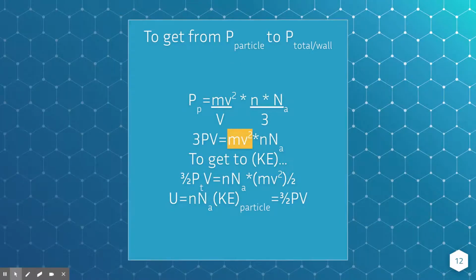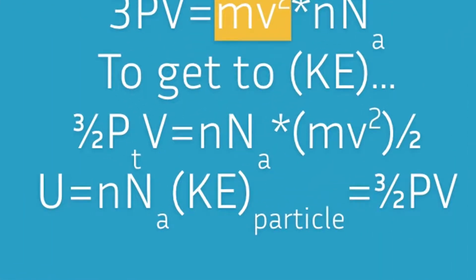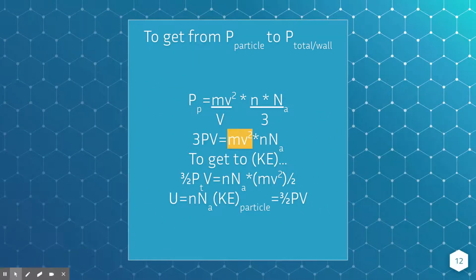So let's go back to 3/2 PV equals n times Na times mv squared over 2. We already have two of the variables on one side, P and V. P and V are already set for success. However, where do we go from here?